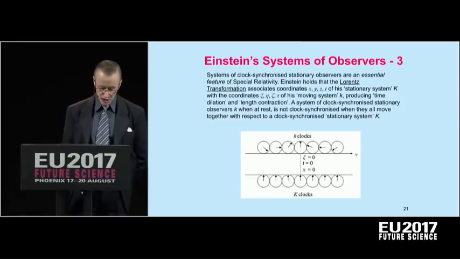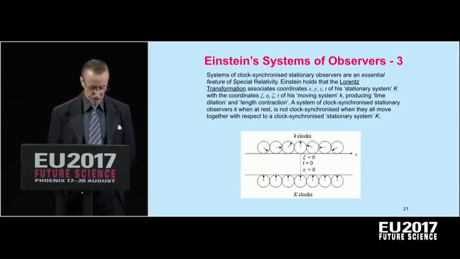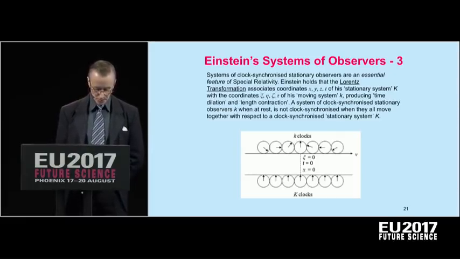Einstein's systems of clock-synchronized stationary observers are an essential feature of special relativity. He holds that the Lorentz Transformation associates coordinates x, y, z, t of his stationary system K, we'll look at the bottom system of observers, they're all stationary and they're all reading the same time, with the coordinates xi, eta, zeta, and Tor of the moving system. That's the little k system at the top. So the little k system's moving, producing time dilation and length contraction.